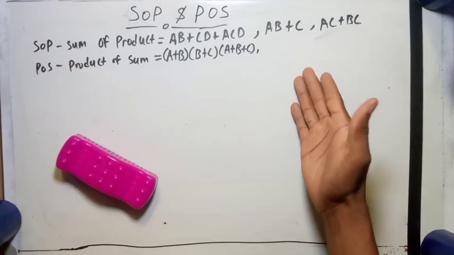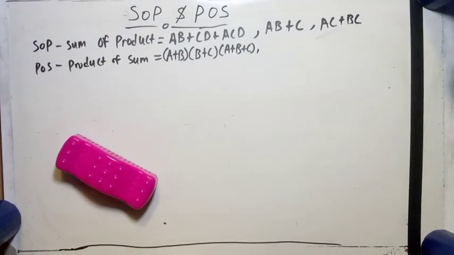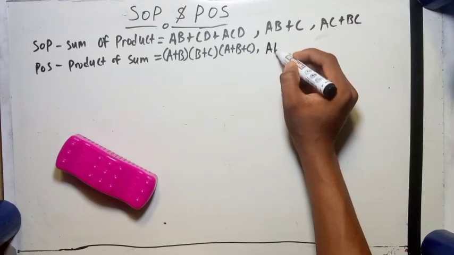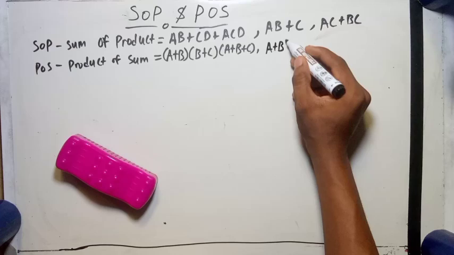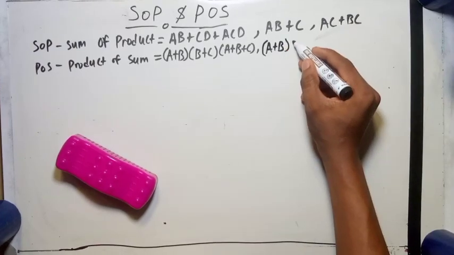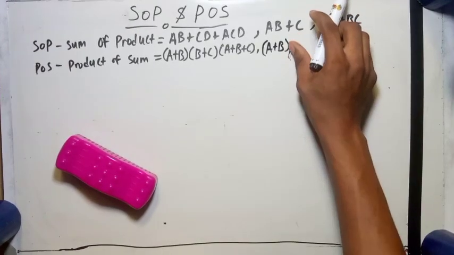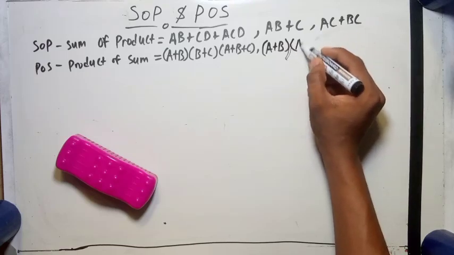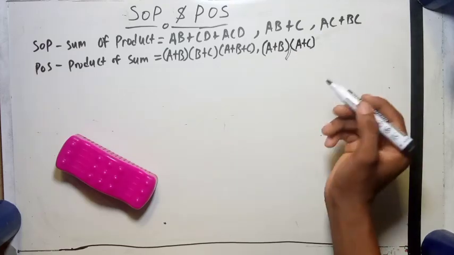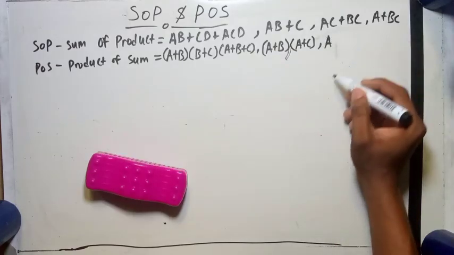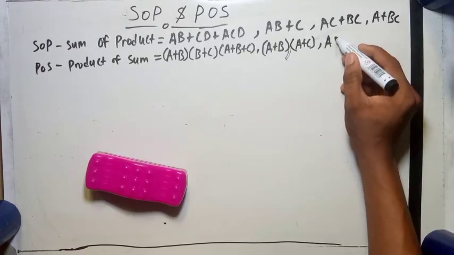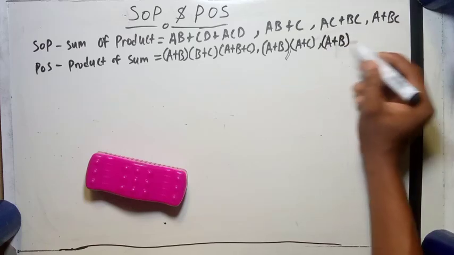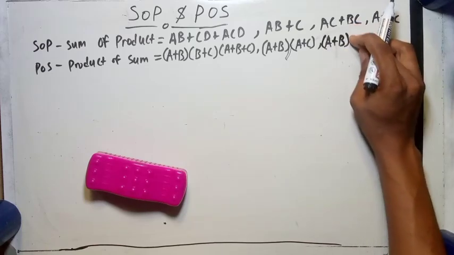Okay. Another example that we can give can also be, let's say, (A plus B) in brackets multiplied by (A plus C). This is another example. So another example will be (A plus B) multiplied by your what? B.